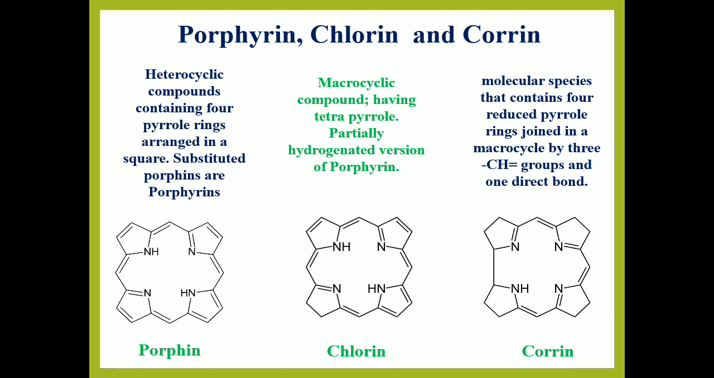The first ring, porphyrin, is completely conjugated with a 22 pi electronic system, and substituted porphyrins are known as porphyrins. While the second ring, that is the chlorin ring, is present mainly in the chlorophyll system. The main difference is that this contains a 20 pi electronic system. One ring is partially hydrogenated compared to the porphyrin ring. In the third ring, that is the corrin ring, the major difference is that it is similar to chlorin, but here two rings are attached with direct bonding instead of a methine bridge.